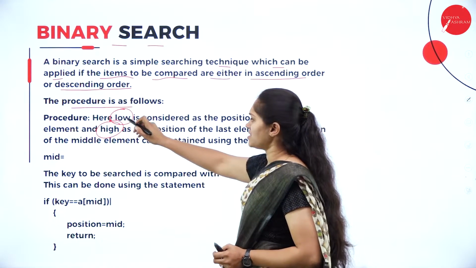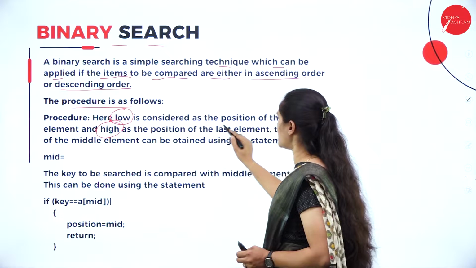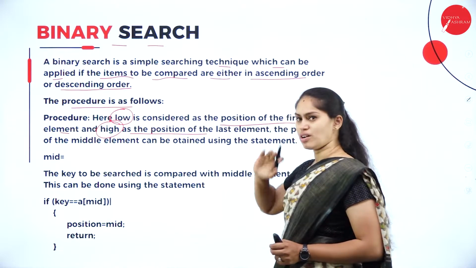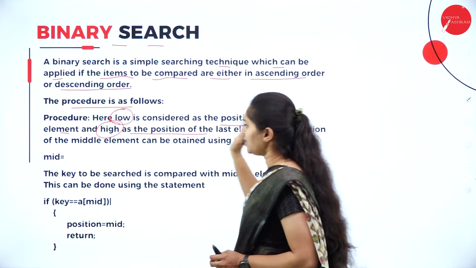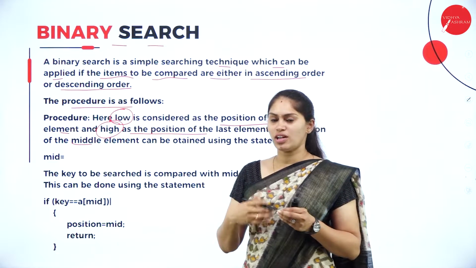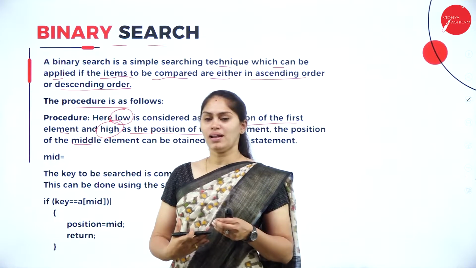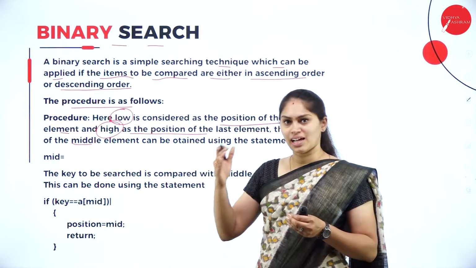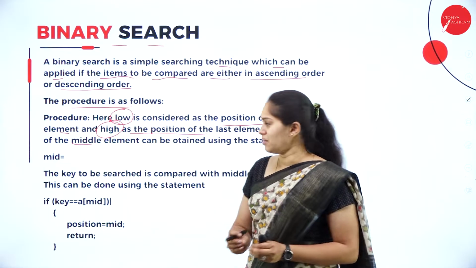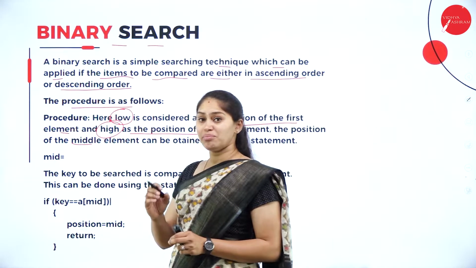That's why I'm considering the low and high. Low is considered as the position of the first element and high is considered as the position of the last element. And we have to find out the middle element. In order to make the searching simpler, we are finding the middle element. I know the first and last, and I am making a middle element. And how are we going to find the mid element?